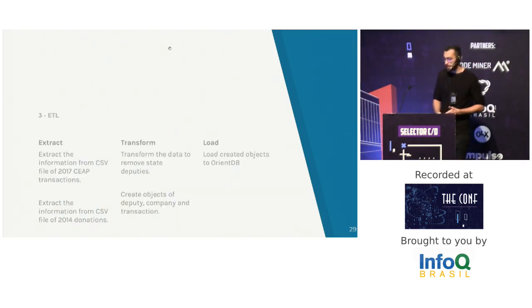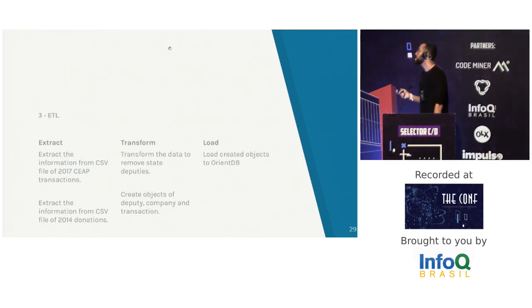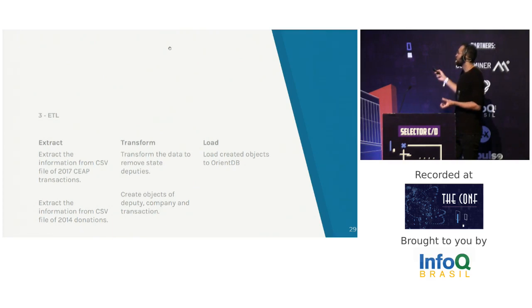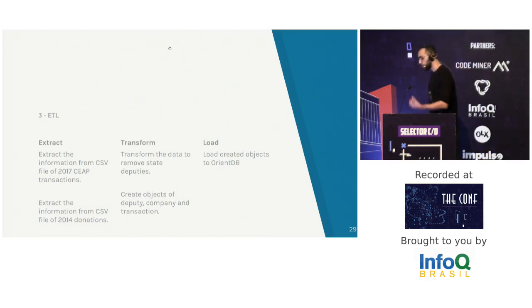After retrieving the data and building my data model, I had to load this information into the database. So I built software. We call that kind of software an ETL, because it stands for extract, transform, and load. I basically extracted the information from both CSV files, the SEAP file of 2017 and the TSC donations file of 2014. After I extracted the information, I started to transform the data so it would be correct and mean something. I removed, for example, some state deputies because I was working with federal deputies, and I created some objects that meant something to my domain. For example, I created deputy, company, and transaction objects. After this transformation, I started loading those created objects into my database.